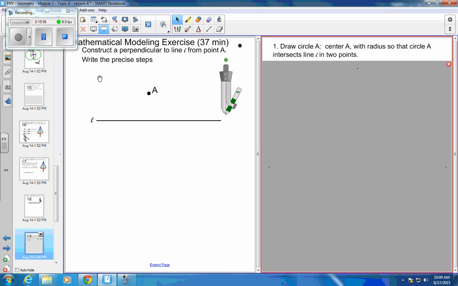Okay, the next thing we need to do is we're going to make another construction. So we're going to construct a perpendicular line to L from A. And we want to write our precise directions, and I'm going to give you the first direction to start you off. So take a moment, draw line L, draw point A, and then come over here and look at the first direction, which is draw circle A, centered at A, with a radius so that your circle is going to cross this line twice. So pause the video and get that part done.